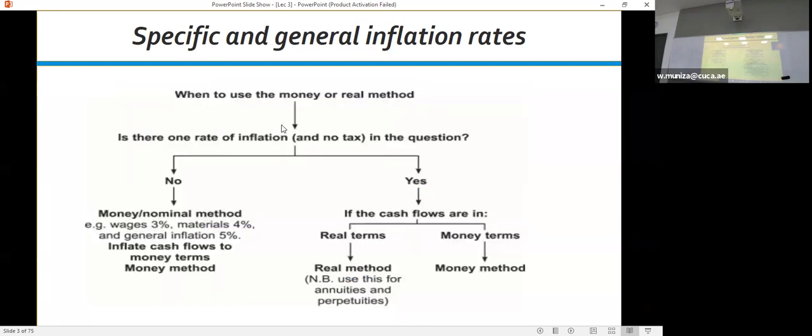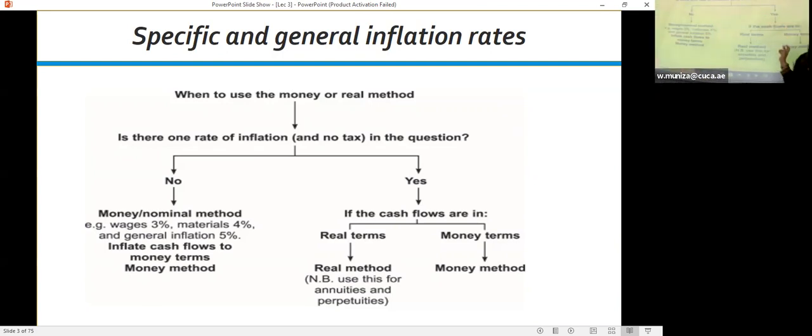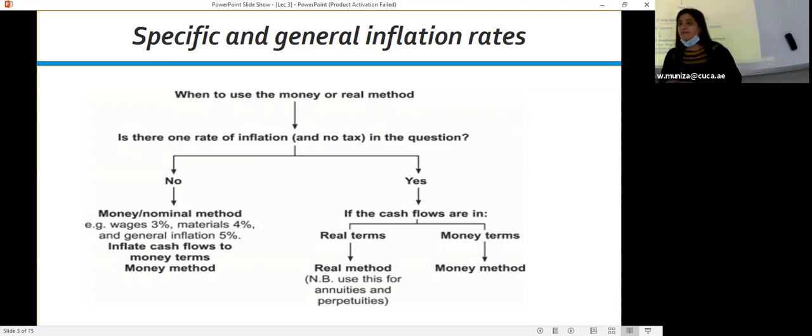Shall I move on? Okay, now, in the exam or in the financial management paper, what do you need to consider? When do you have to use the money method or the nominal method, and when are you required to use the real method? My dear students, if more than 1 inflation rate is given to you, you are going to use the money method. This is the key.